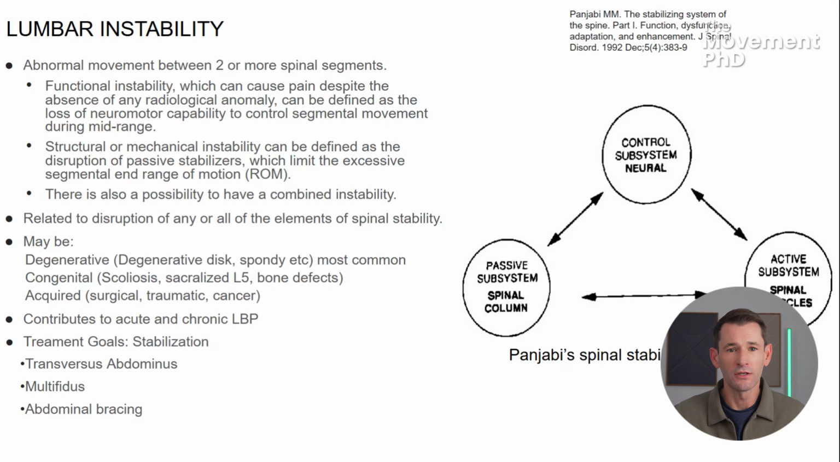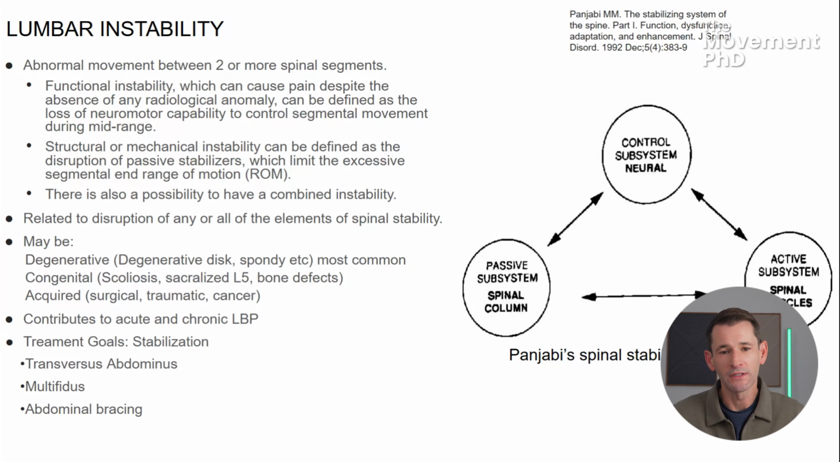There's functional instability, where there is nothing wrong on x-rays or MRIs, so there are no structural defects. What's happening is pain is caused because there's too much movement, because either the neural system, so motor control of those muscles that stabilize the spine, multifidus, transversus abdominis, or the performance of those muscles themselves, is interrupted. So it's functional because there are no apparent structural problems. It's just poor performance of those muscles, either coming from the neural system or from the muscular system itself.